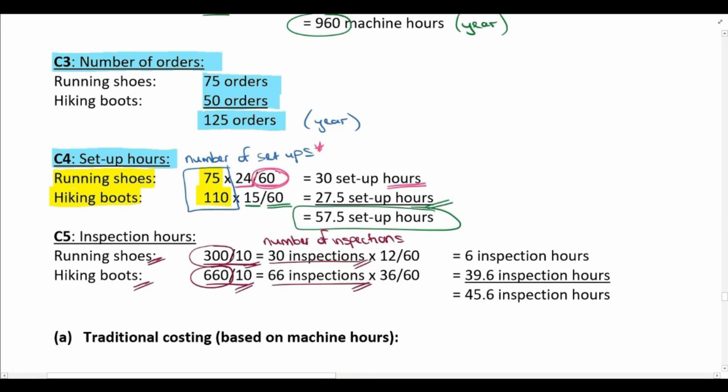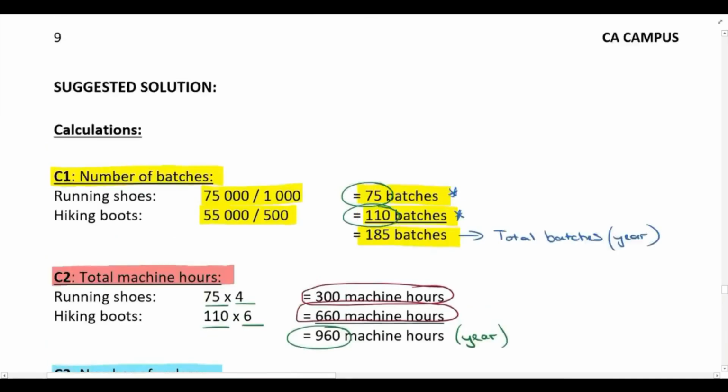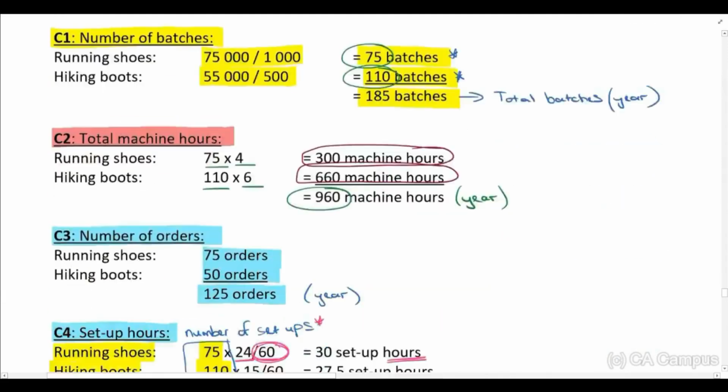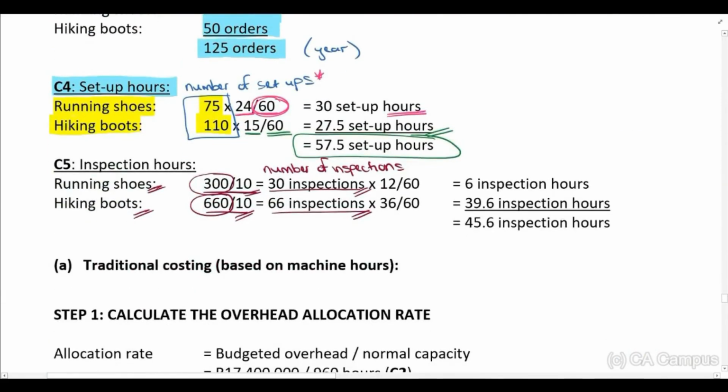I've calculated the number of inspections. She doesn't want me to use the number of inspections as a cost driver. She wants me to use inspection hours as a cost driver. So now that I know the number of inspections, she says it takes 12 minutes for running shoes and 36 minutes for hiking boots. So I can then convert the number of inspections into inspection hours by just saying times 12 over 60 and times 36 over 60. Why am I dividing by 60? Because I want my answer in hours and not in minutes. Okay, so first makes sense.